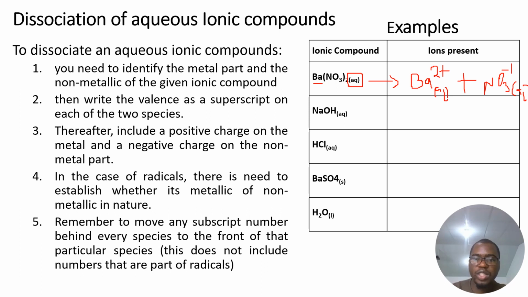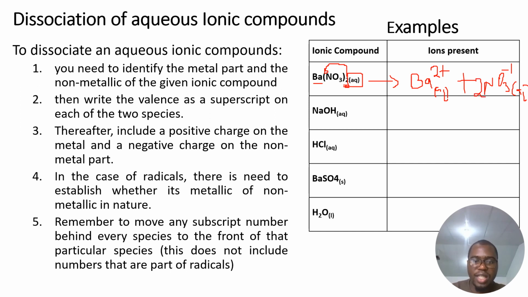After you put that, there's something else that you check. You look out for any numbers that are there other than valences. For example, we have a 2 here, which is written as a subscript. What happens is this 2, you don't ignore it. This 2 is going to go to the front of that particular species to which it is attached. This 2 is just attached to NO3. Therefore, it will go to the front of NO3, not the front of everything, but just the front of NO3. So this 2 is supposed to be in front there.